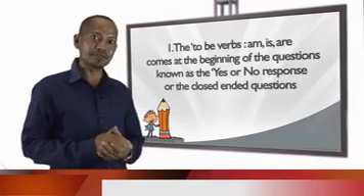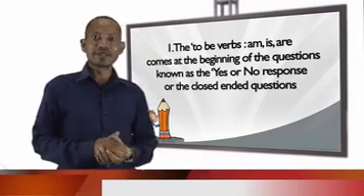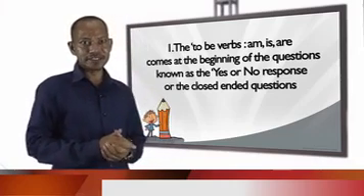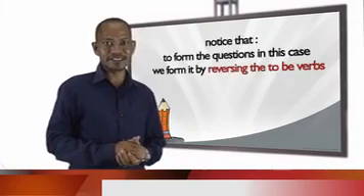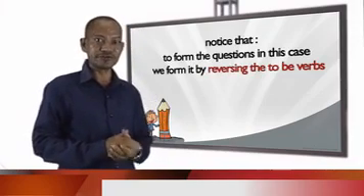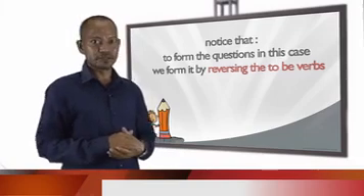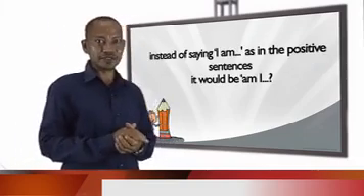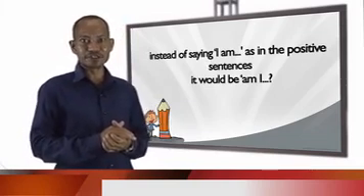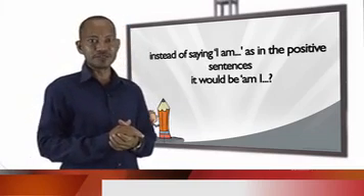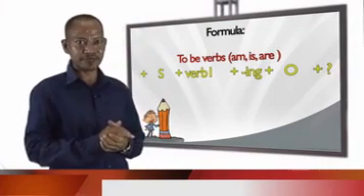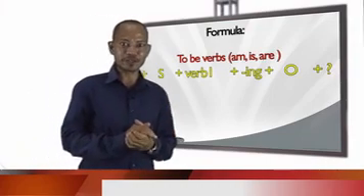Let's look at the first part, where the questions with the to be verbs are placed at the beginning of the questions. Please notice that to form the questions in this case, we form them by reversing the to be verbs. For example, instead of saying I am, as in the positive sentences we have just gone through, I would say am I, as suggested in the following formula. Please have a closer look.